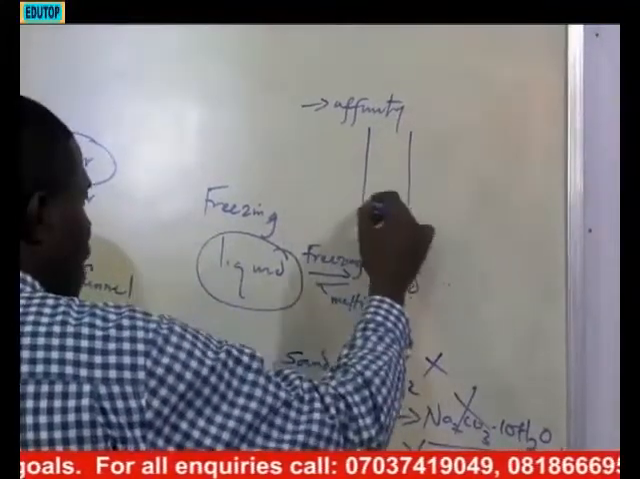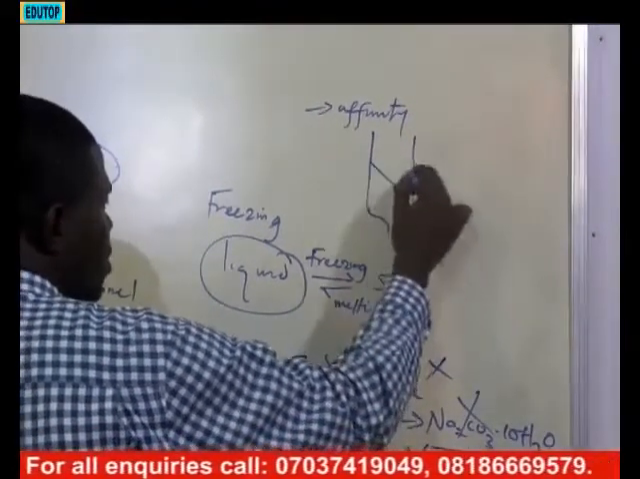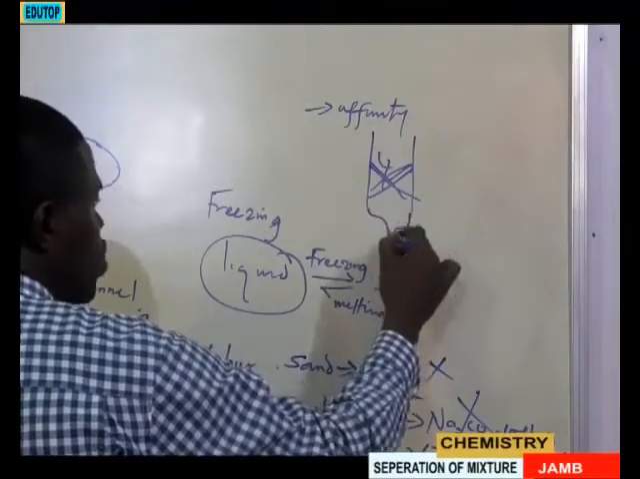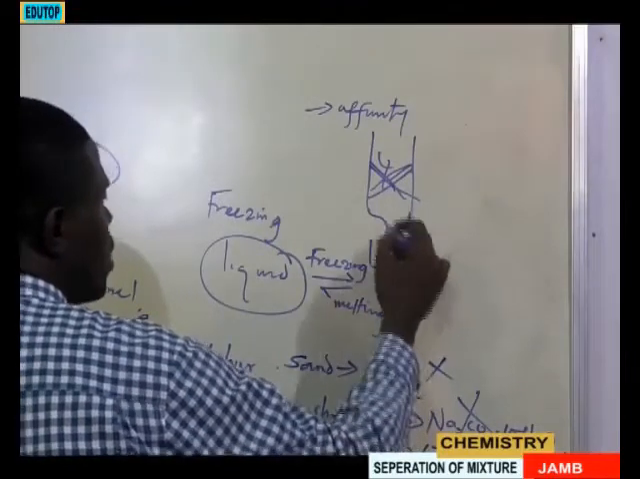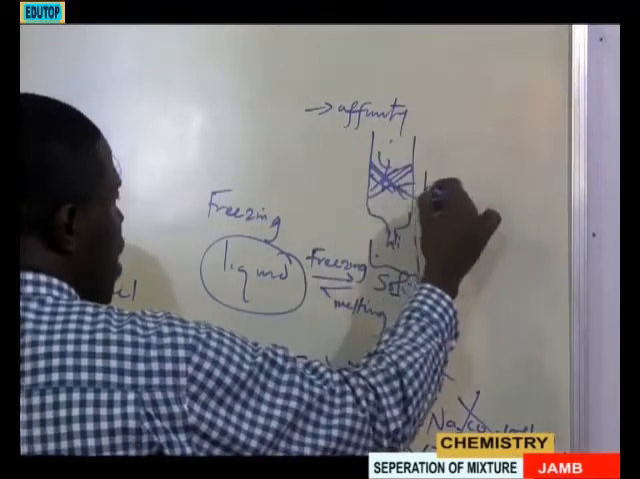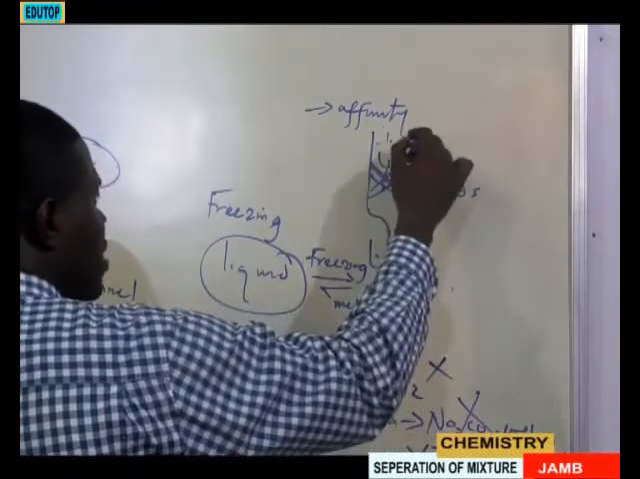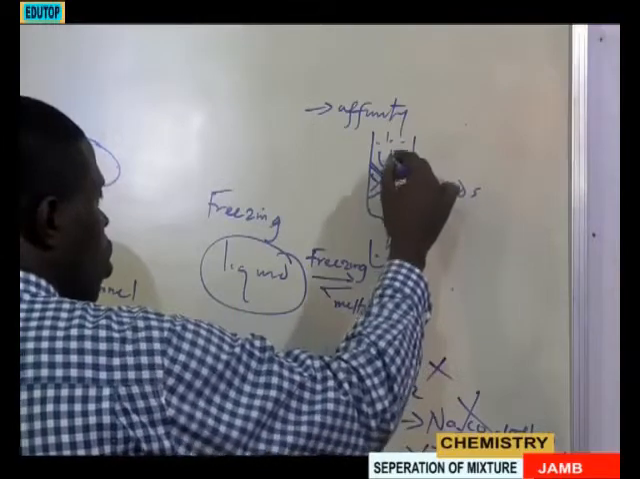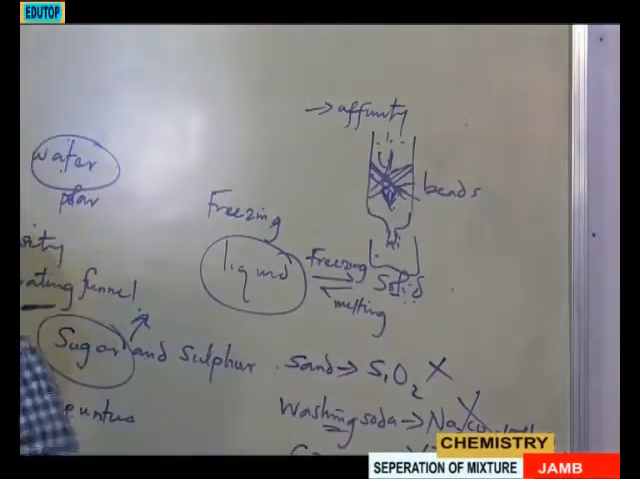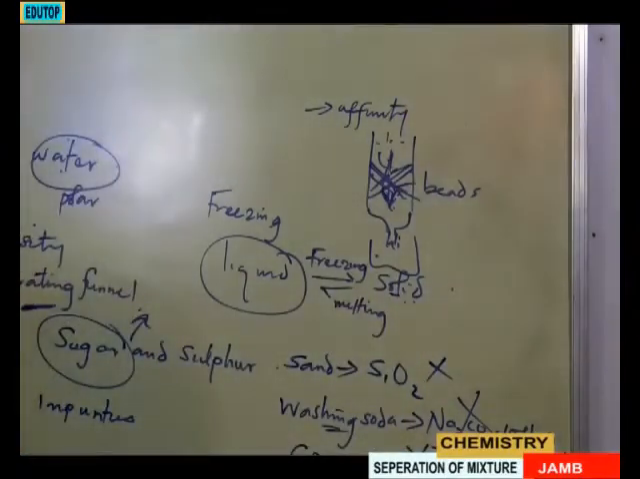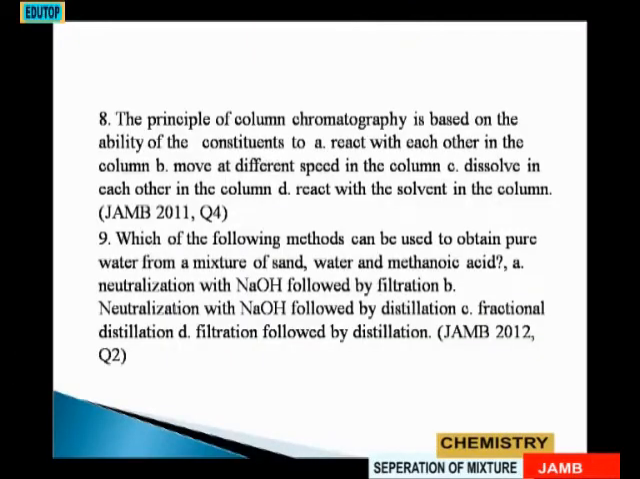So in your column chromatograph that is packed with beads, say you have your solvent somewhere around here. It is packed with beads all around. So the ability of the solvents to move is what matters, so column chromatography separates on the basis of the speed down the column. So you go to your options and look for the speed down the column. B says move at different speed in the column. So that is definitely the answer to question number 8.